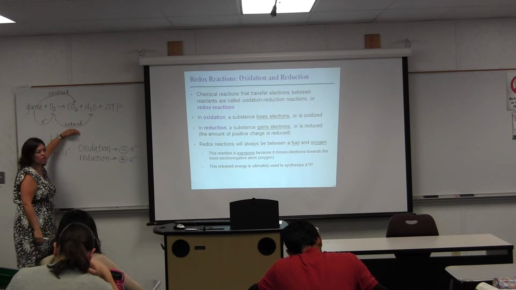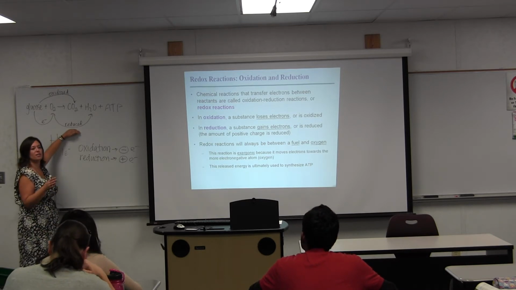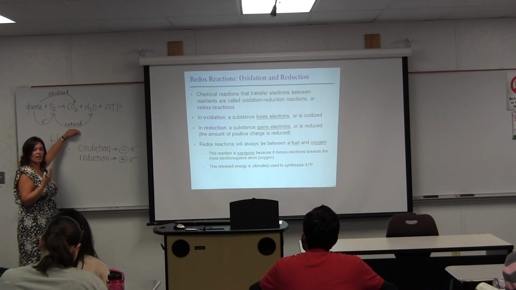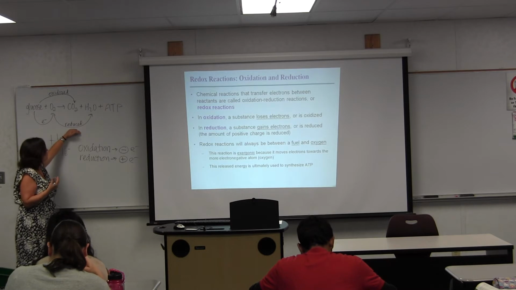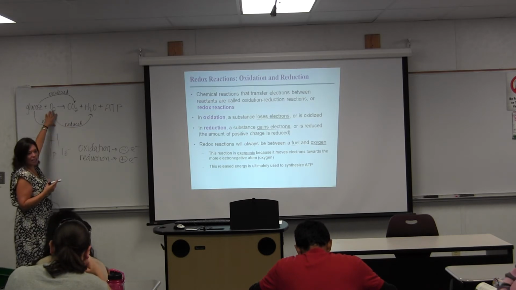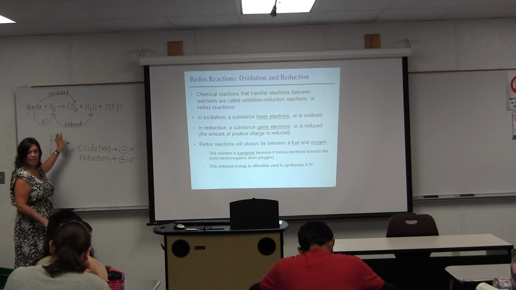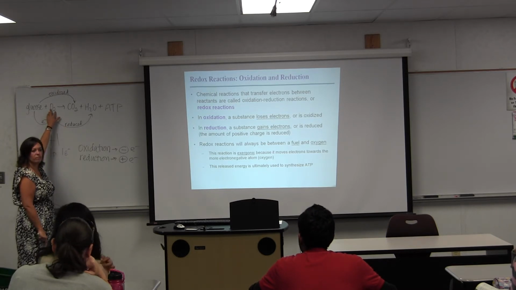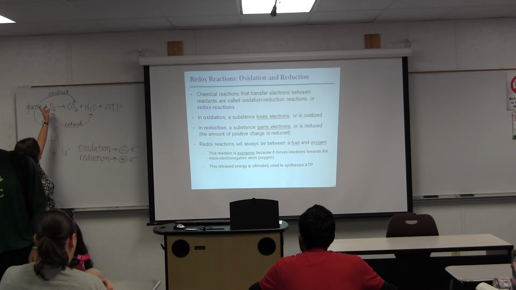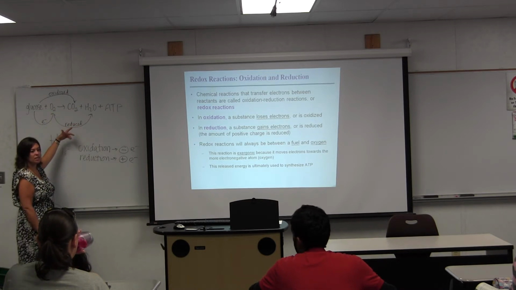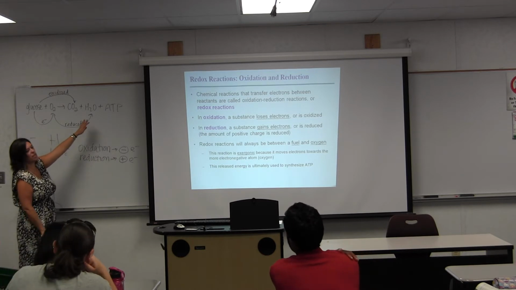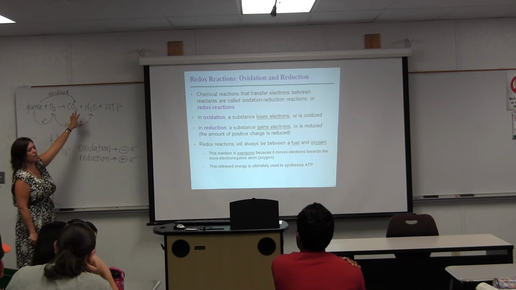So it's a reduction in the amount of positive, and a gain in the amount of electrons, which are going to be negatively charged. So in a reduction, you're going to be adding electrons to something. In the case of cellular respiration, we're adding those electrons to oxygen. And then an oxidation is just the opposite. So when you have a molecule that's donating electrons to something else, that's going to be an oxidation.